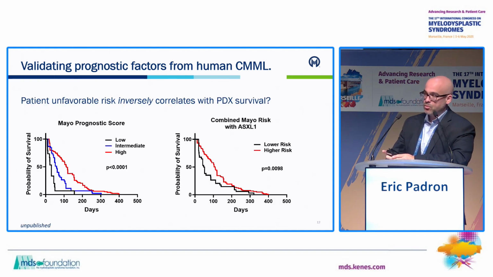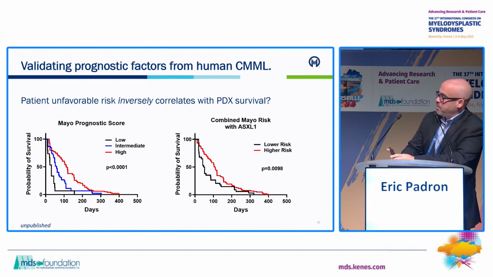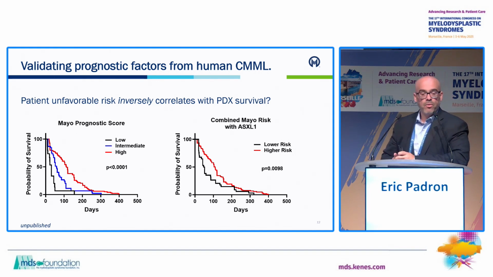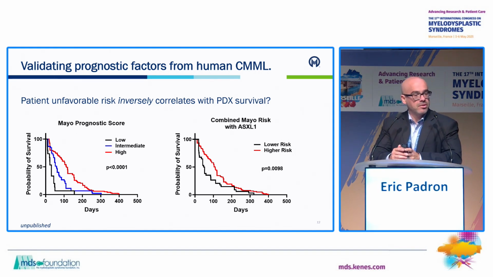But one thing was quite surprising and perhaps counterintuitive. When we looked at the Mayo Prognostic Score, for example, we found that patients who have a low Mayo Prognostic Score have PDXs with the worst survival, so the opposite of what we would have expected. And even when you add ASXL1, which I just told you was associated with adverse PDX survival, it still held. So the Mayo molecular model and the Mayo model had the opposite effect.